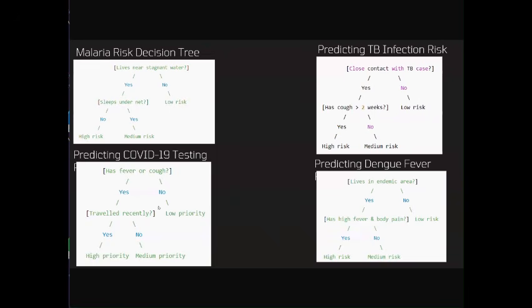All right. So predicting COVID-19 testing, somebody has high fever or cough. Yes. They have traveled recently. Yes. So the priority is high.